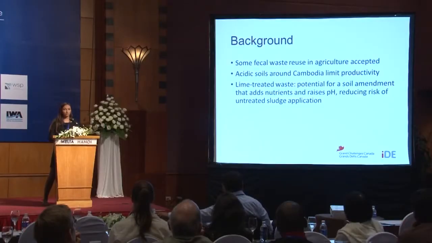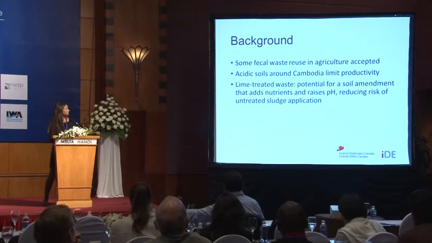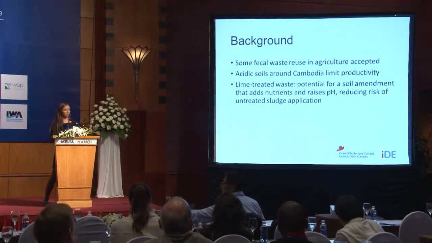Another reason why lime-treated waste is appealing is because a lot of the agricultural soils are acidic and limit crop yields around Cambodia. So actually applying lime, even without sludge, just lime itself, is a recommended practice to increase soil pH. So we have here lime-treated waste with potential as a soil amendment that both adds nutrients and raises the pH to improve yields, and also reduces the risk of using untreated sludge and disposing of untreated sludge.